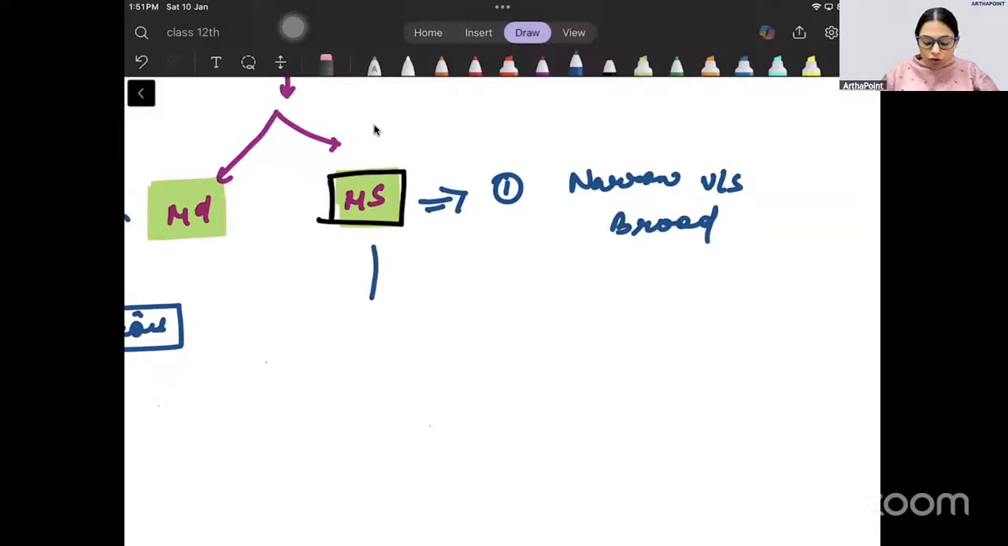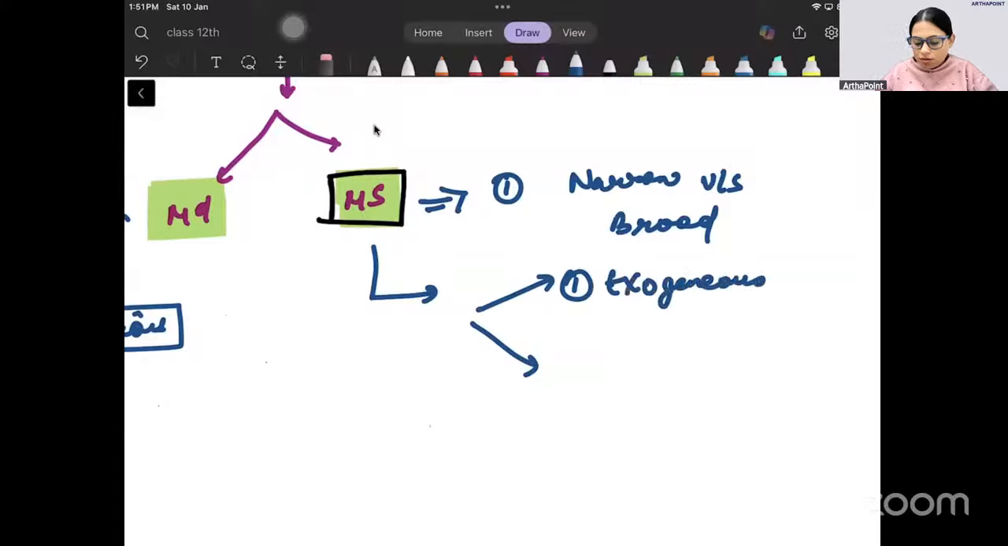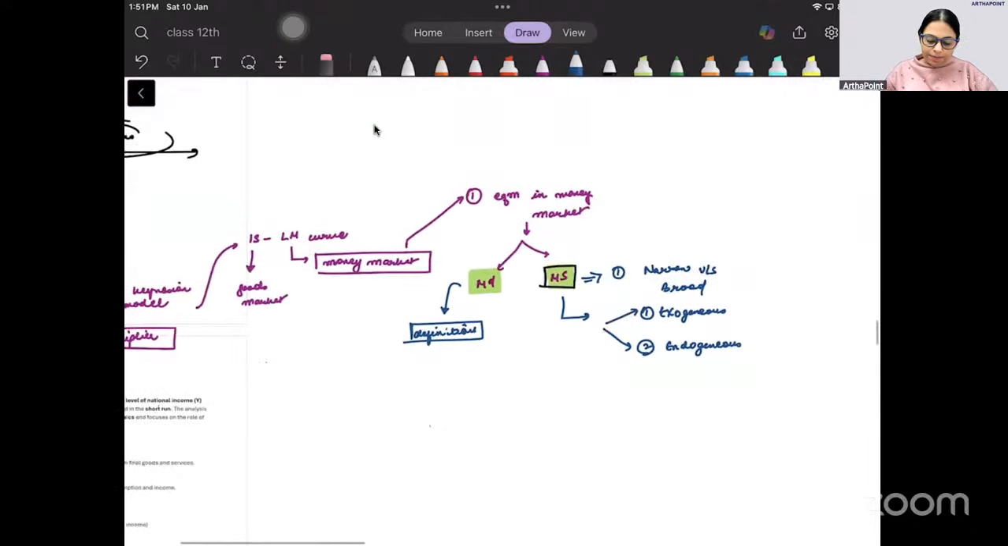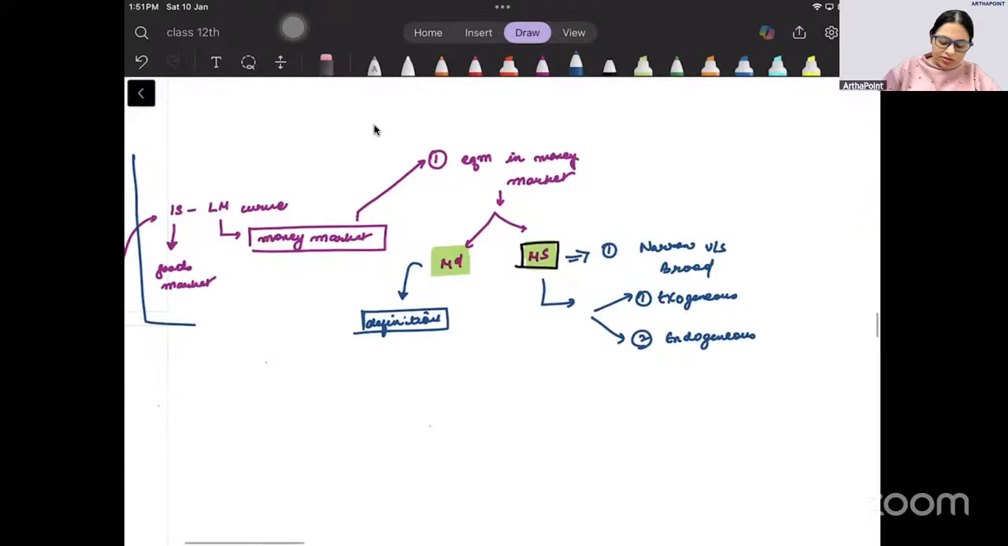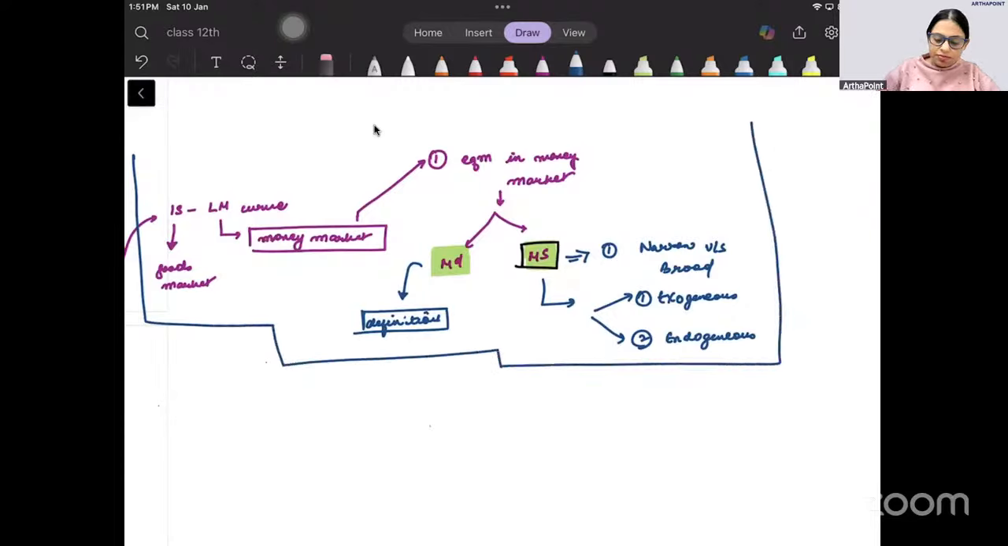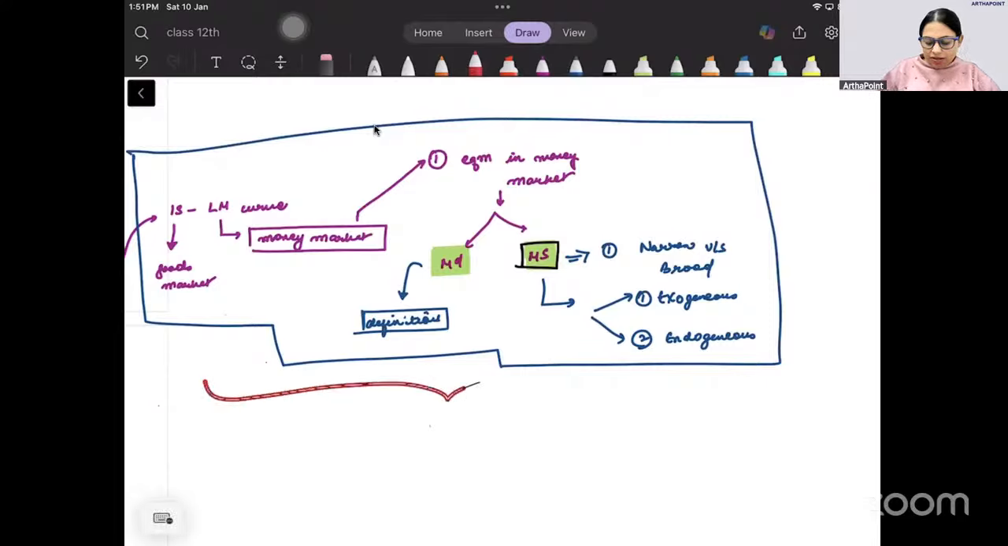We also have to understand what happens in money market equilibrium when we have one, exogenous supply of money, and two, endogenous supply of money. So this thing also we have to cover. This together is the entire analysis of the ISLM market. Then combining the ISLM market, we get something which is called the AD curve.